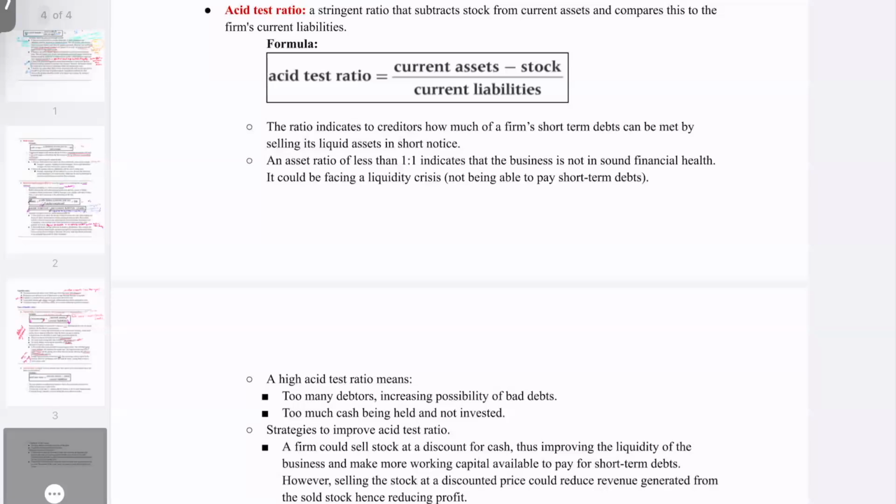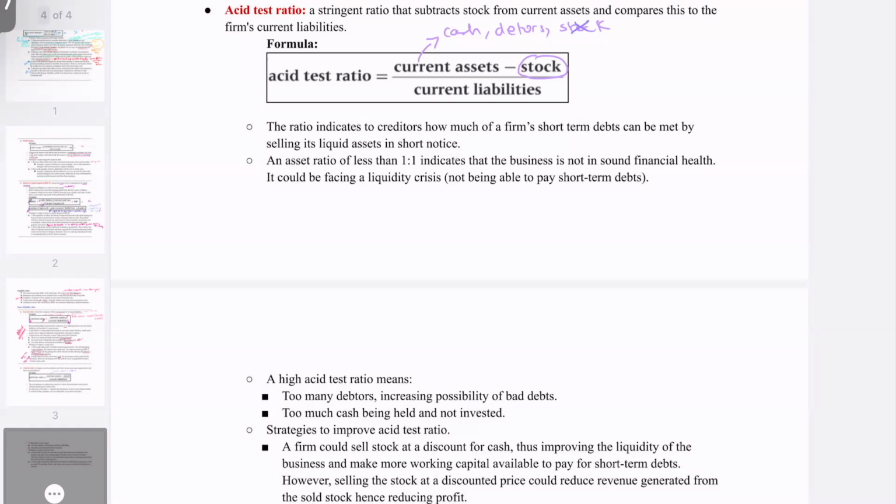Okay, guys, so now for the acid test ratio, basically it's a stringent ratio that subtracts stock from current assets and compares this to the firm's current liabilities. So basically, they subtract stock from current assets because what are current assets? Current assets are made up of cash, debtors, and stock, right? But in this case, they just subtract stock, and then divide by current liabilities, which, like I previously mentioned, are short term, less than 12 months. So the ratio indicates to creditors how much a firm's short-term debts can be met by selling its liquid assets at short notice.